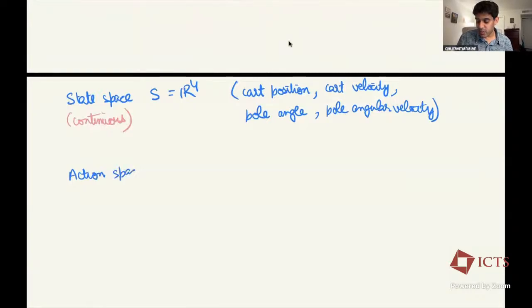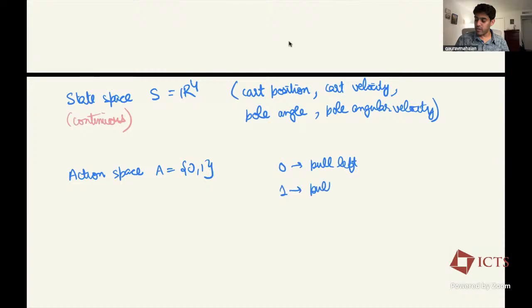Okay, but the action space is pretty chilled out. There are just two actions. 0 means you pull left, and 1 means you pull right. Okay, so this is a very simple discrete action space. So this is fine.